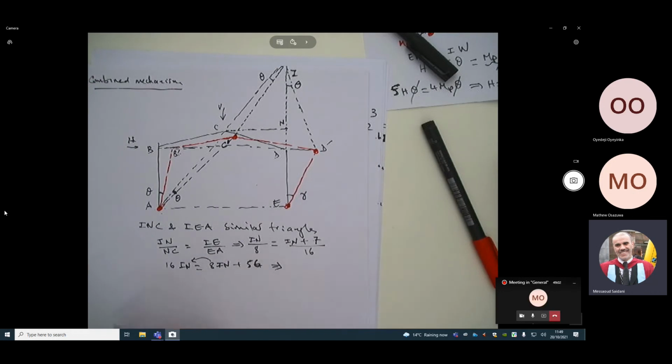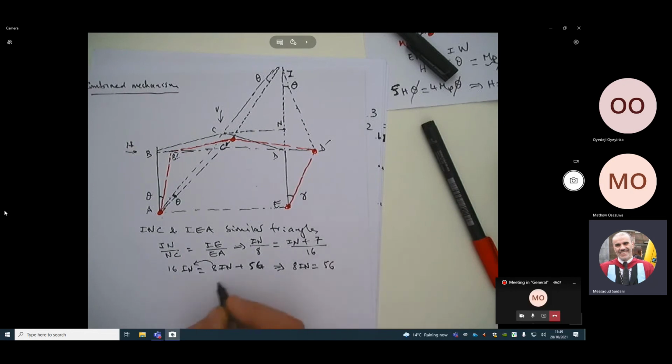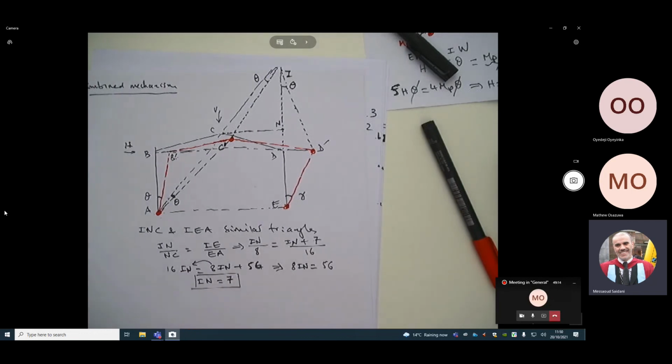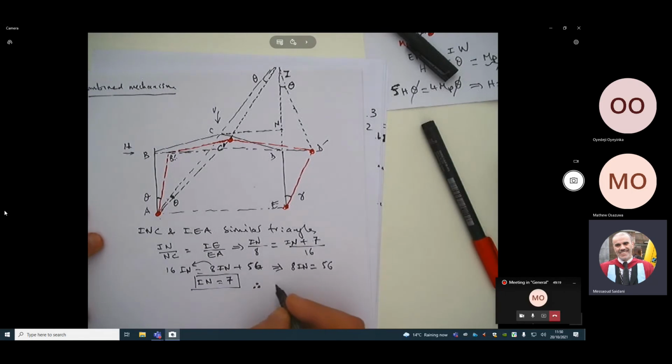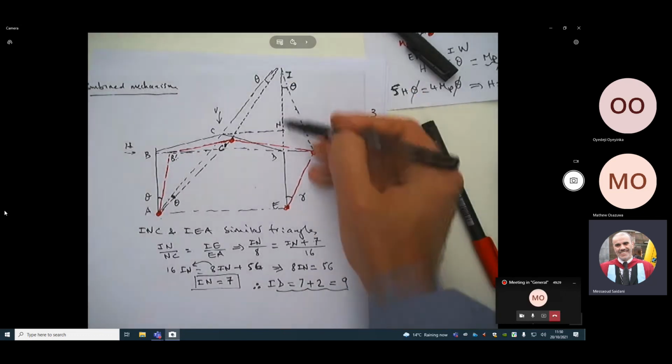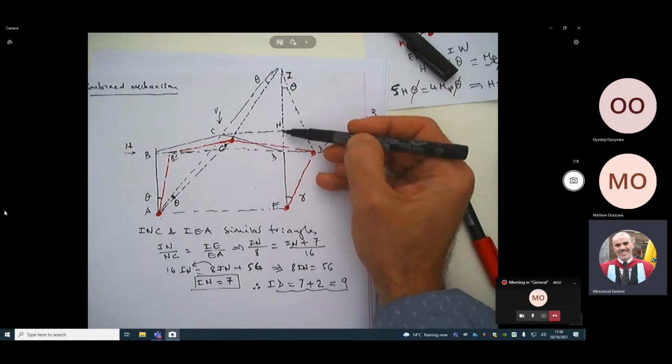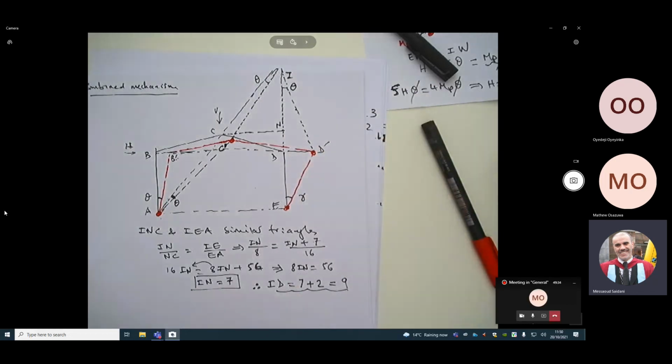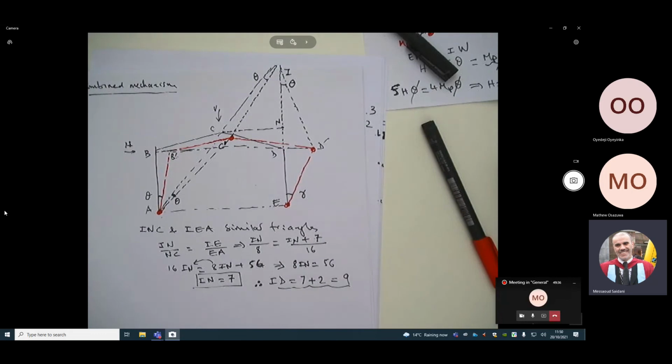Then throw this to the other side, so we have 8 IN equals 56. So what is IN? What is 56 over 8? 7. So IN is 7, and therefore ID is 7 plus ND, which is 2 meters, so ID is 9. So now we've got ID as well.